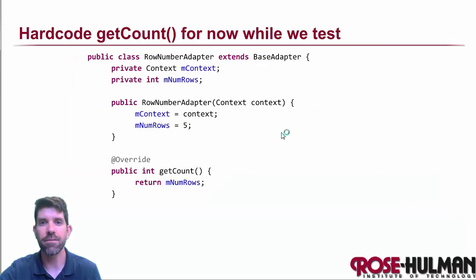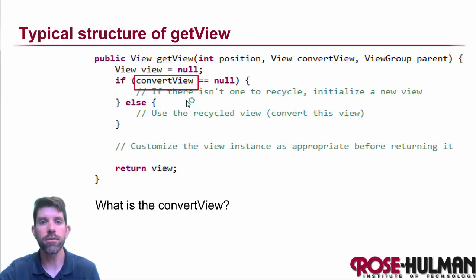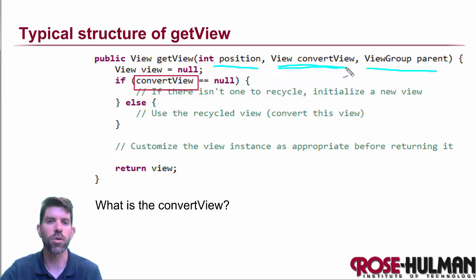Let's take a look at getView. getView has a very interesting typical structure to it. We have the position of the view in case we need that. And then there are a couple of parameters here for the parent that we're not going to really use, but the convert view is kind of interesting. We can use this to try to recycle it.